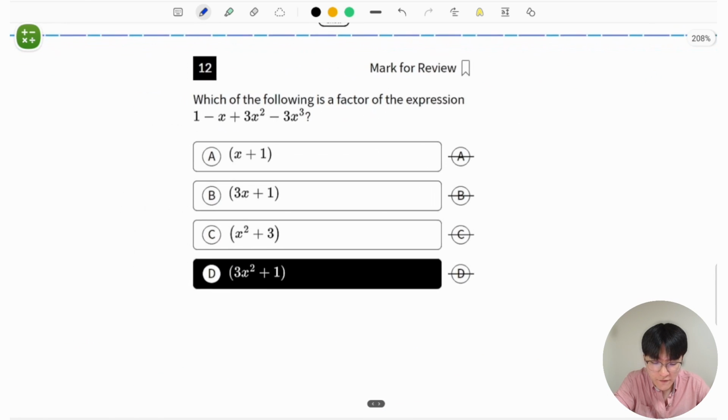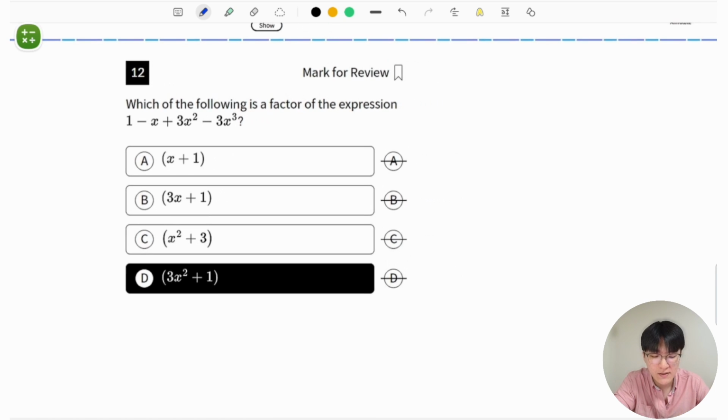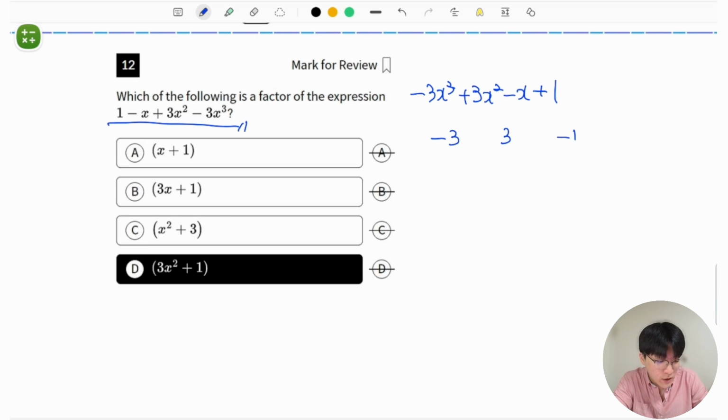Question number 12. Which of the following is a factor of the expression 1 minus x plus 3x squared minus 3x cubed? Now this we require synthetic division. And in order to do synthetic division, we want to reorganize the formula in descending order. So minus 3x cubed plus 3x squared minus x plus 1, and therefore the coefficients are minus 3, 3, minus 1, 1. And we can start doing synthetic division. And just by the looks of it, I think 1 is going to work.